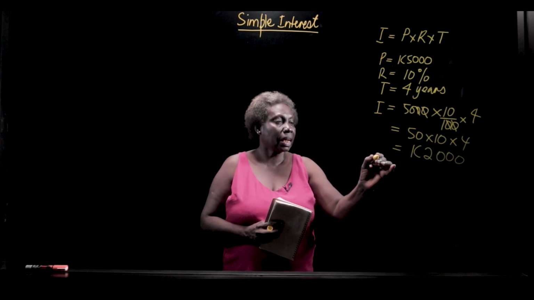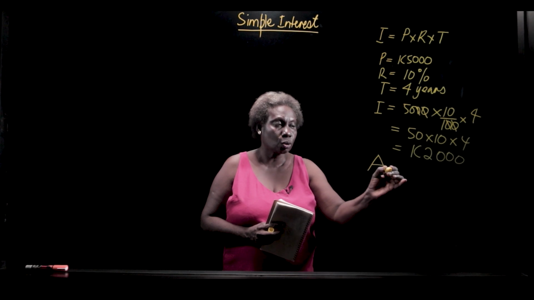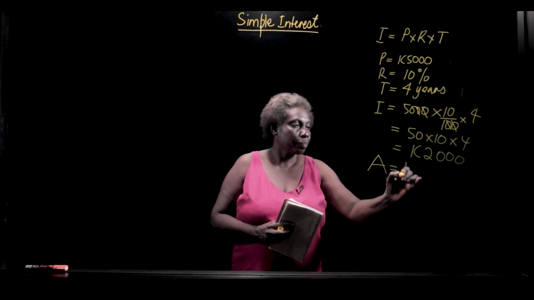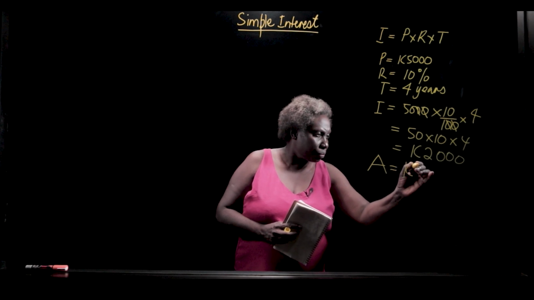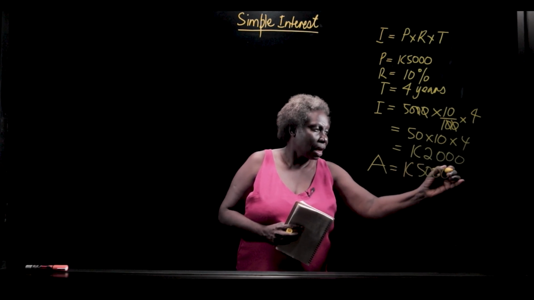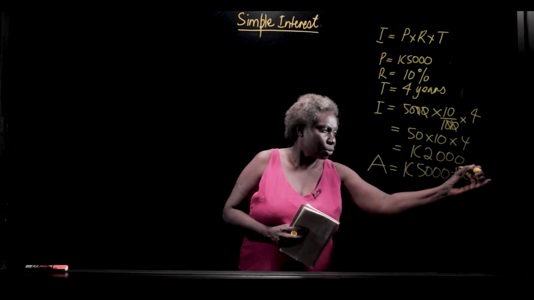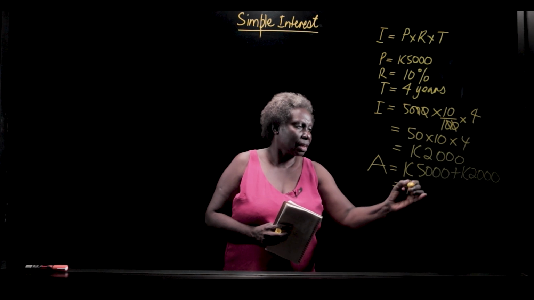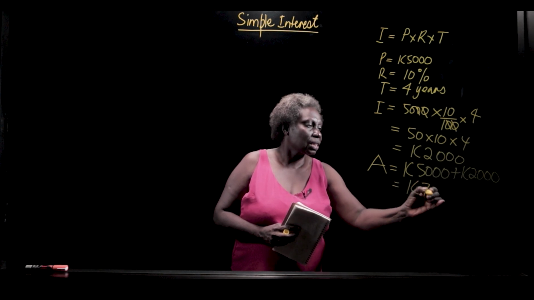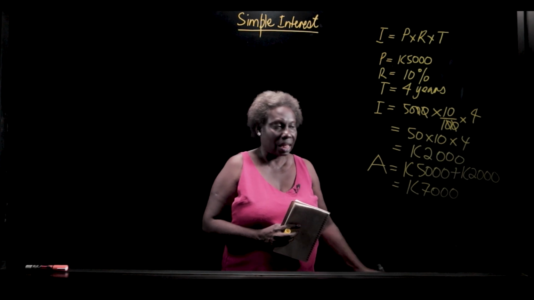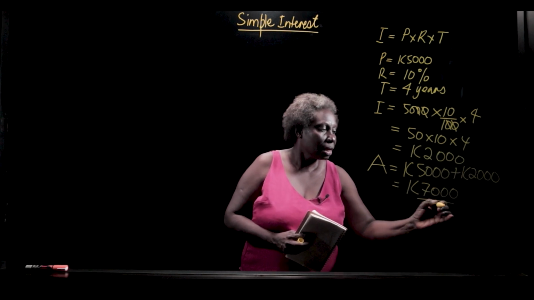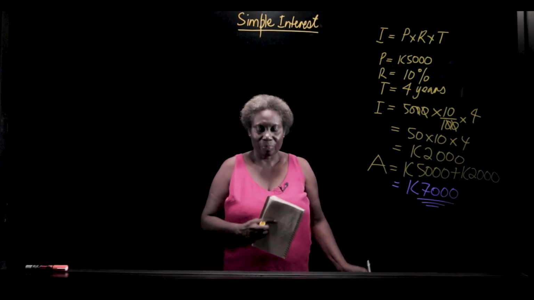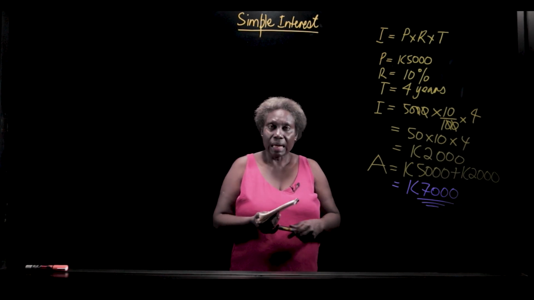So the accumulated amount, which is the total that he is going to pay at the end of 4 years, is 5,000 kina plus 2,000 interest, and that is equal to 7,000 kina. So he pays a total of 7,000 kina at the end of 4 years. Okay. Let's look at another example.